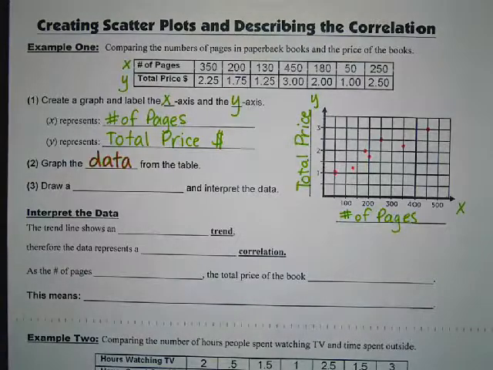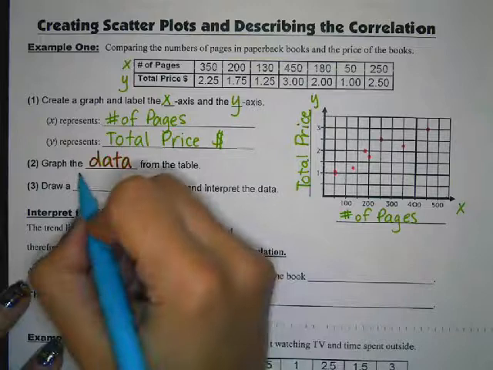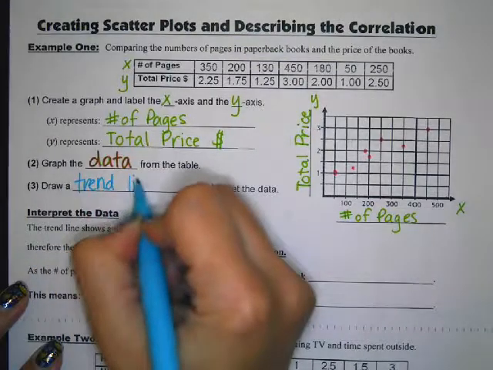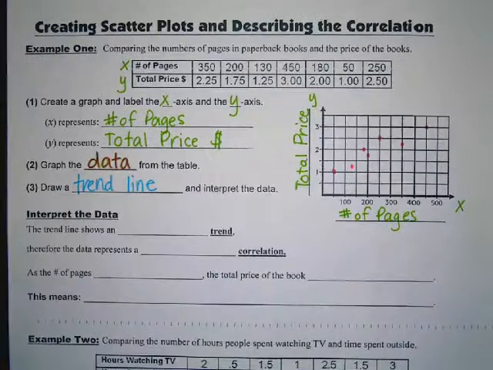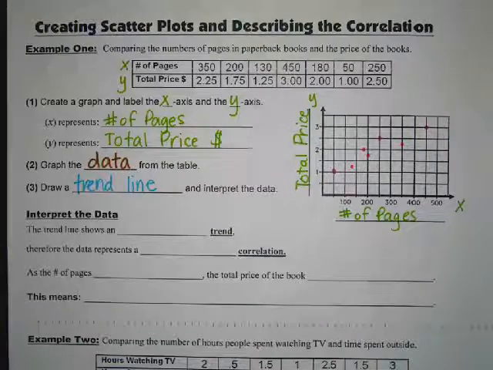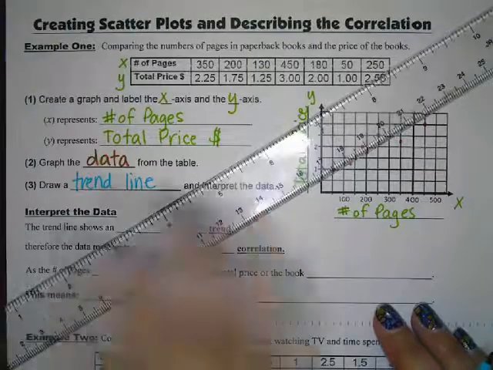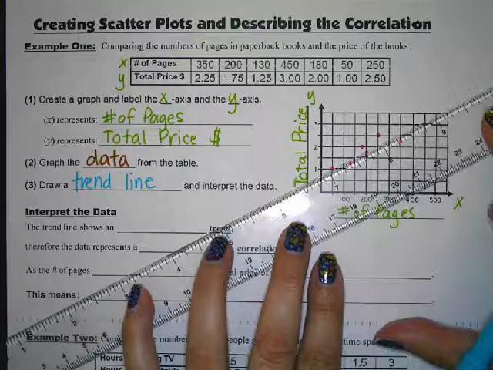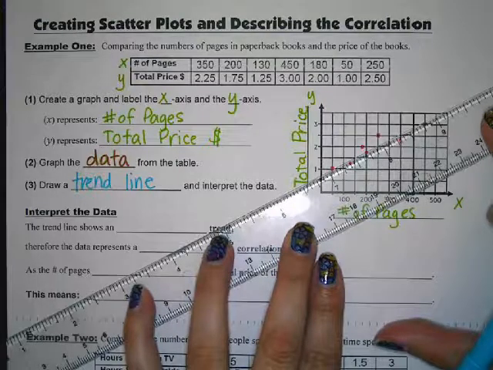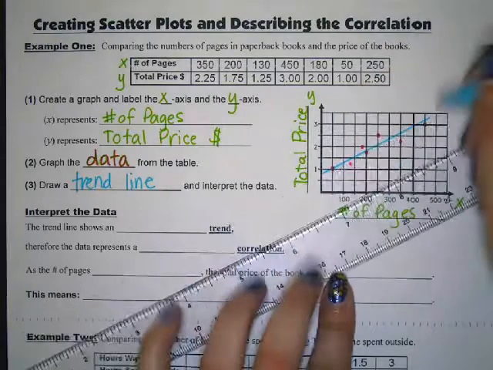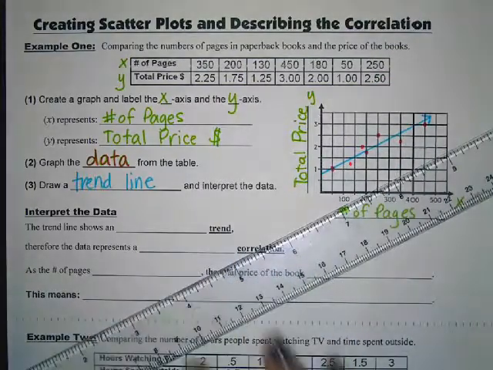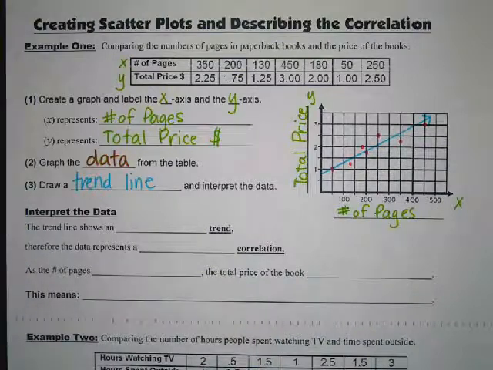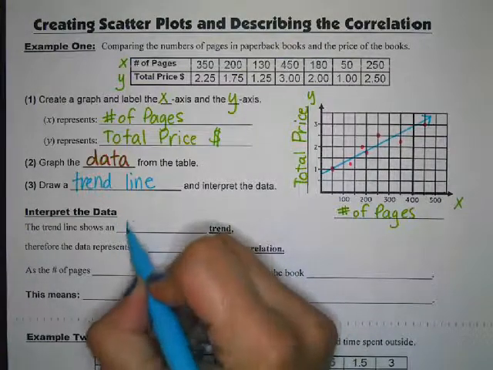The last thing you're going to do is draw a trend line and interpret the data. Okay, so our trend line, if you have a ruler or a piece of paper, I'm going to use a clear ruler so you can see what I'm doing. I'm just going to line up my ruler. My trend line is kind of following those points. It doesn't have to hit all of them, but it could hit some. But notice how my trend line goes upward. Okay, so the data, the trend line shows an upward trend.